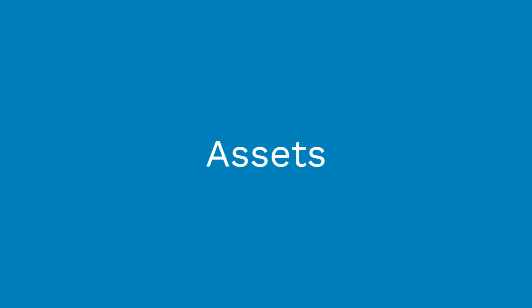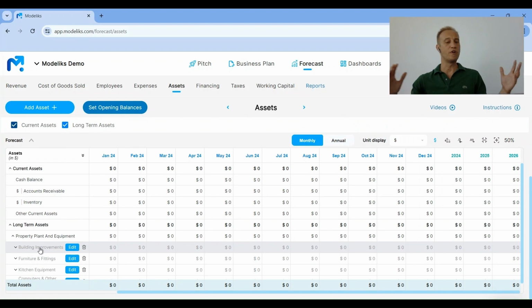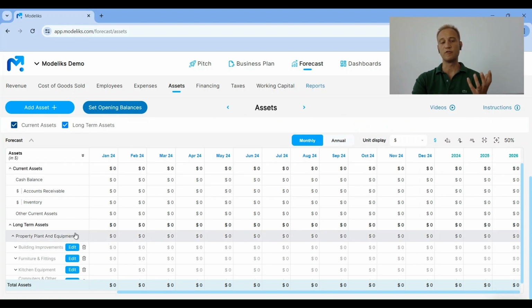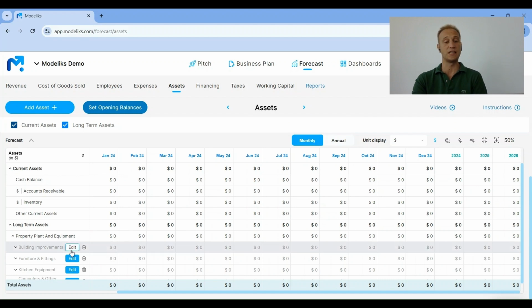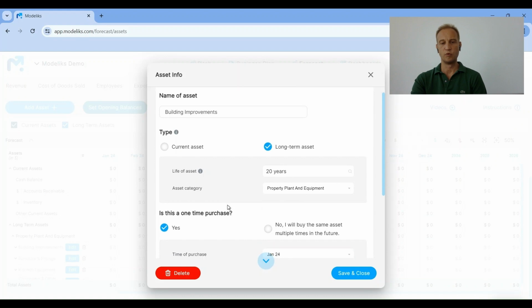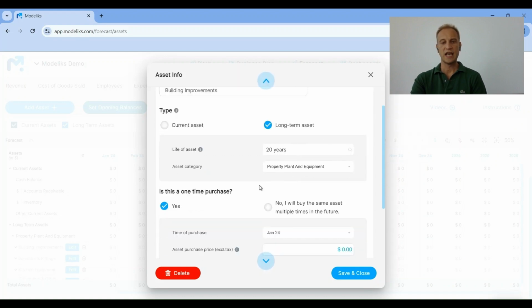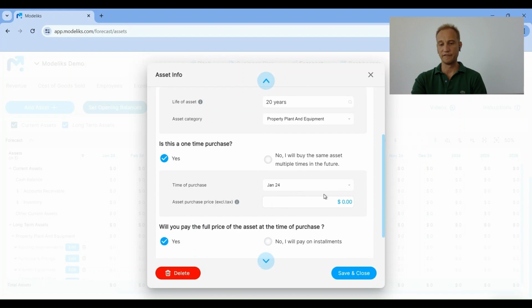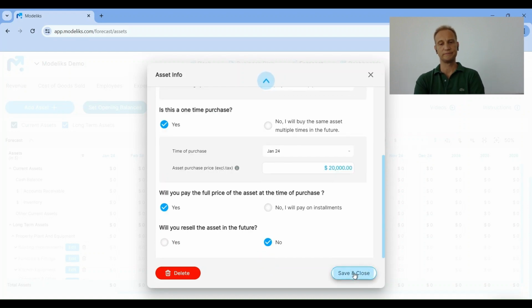Let's go into assets. Now, what kind of assets do we need for our restaurant? Well, first of all, we rent the space, so let's see if we would have to do some kind of improvements to the space that we're renting. So we'll go into edit, building improvements, and this will be a long-term asset that will depreciate over 20 years. And let's assume that we will do the improvements in the first month of our plan, and we'll spend about $20,000 for improvements of our rental space. Save and close.